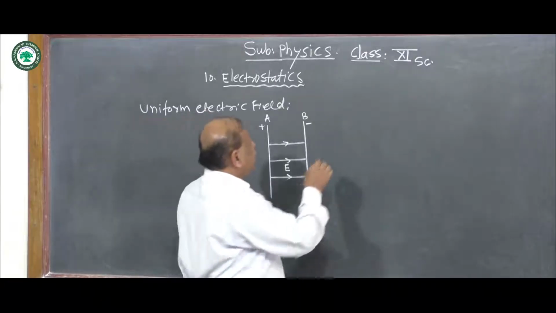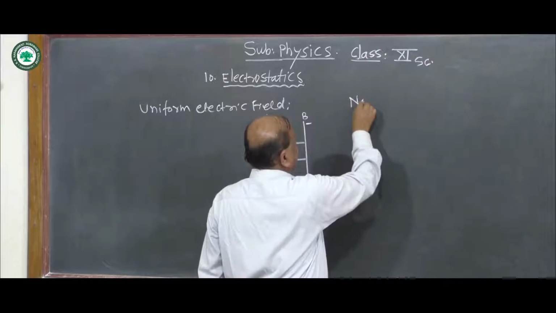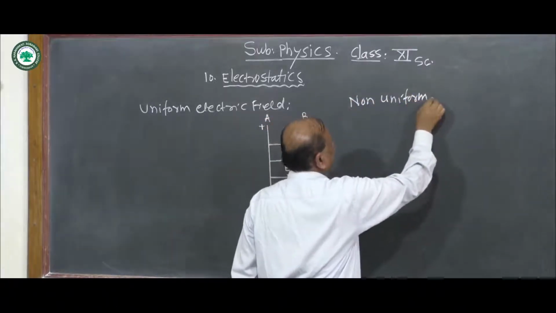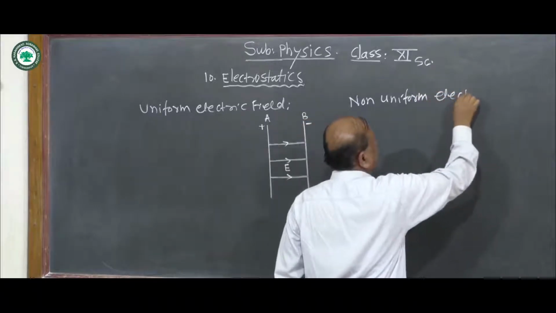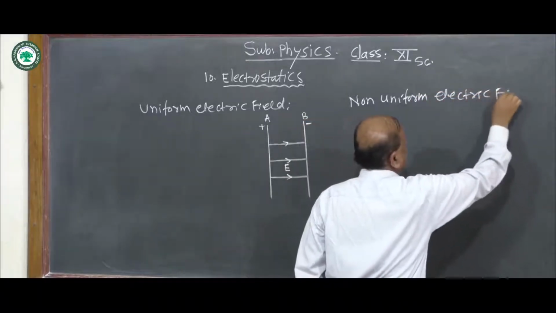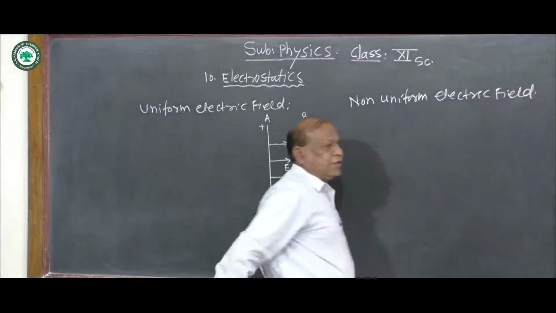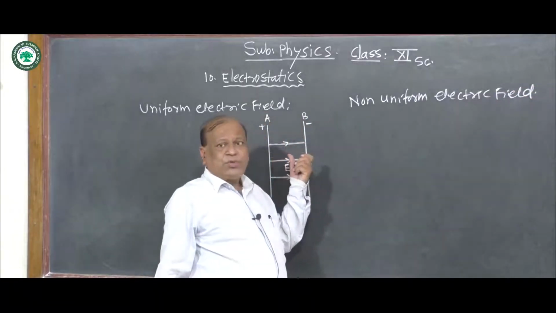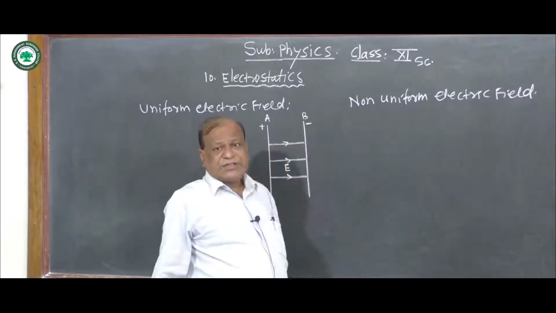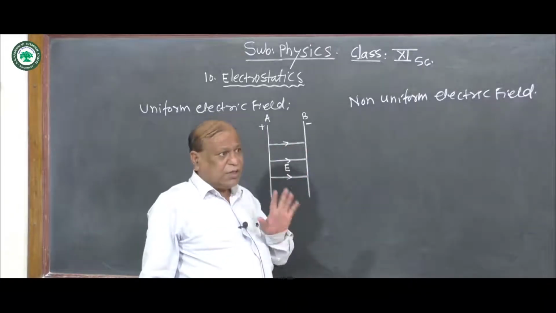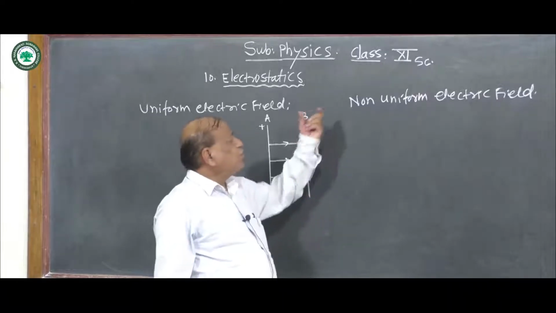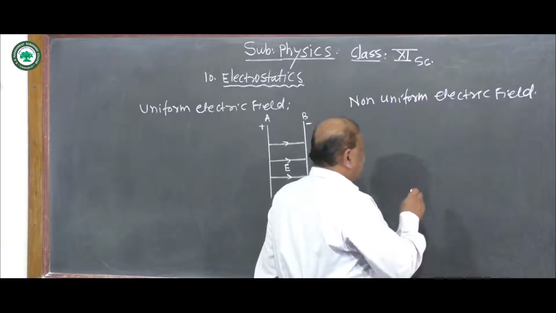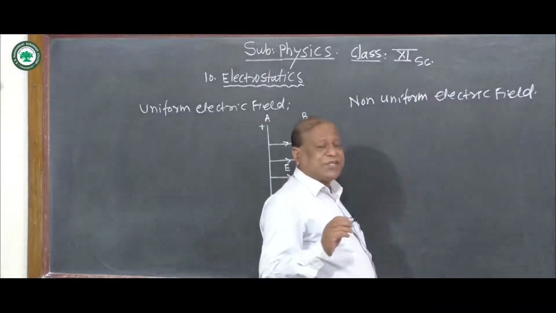What do you mean by a non-uniform electric field? Here the magnitude and direction are not the same, that is a non-uniform electric field. An example of that is the field acting around a point charge.